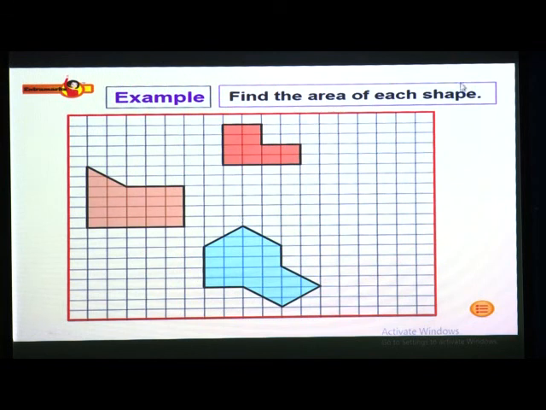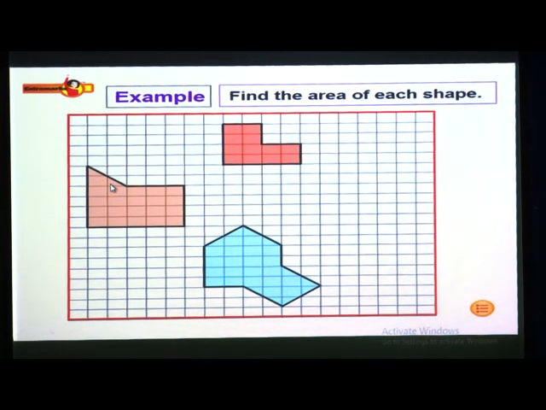Example: find the area of each shape. Can you find it? Yes, we will find it. So 1, 2, 3, 4, 5, 6, 7, 8, 9, 10, 11, 12. So the area of this particular figure is 12 square units. Now we will see here 4, 8, 12, 16, 20. Then we have one that is exactly half. Let us take this first, 21, and half becomes 1. So it is 22 square units.